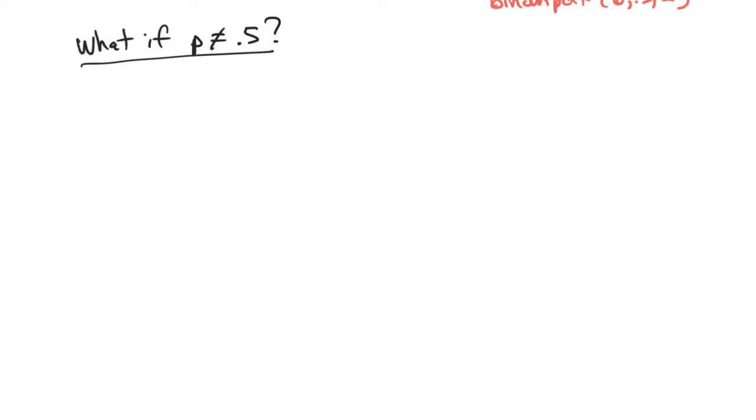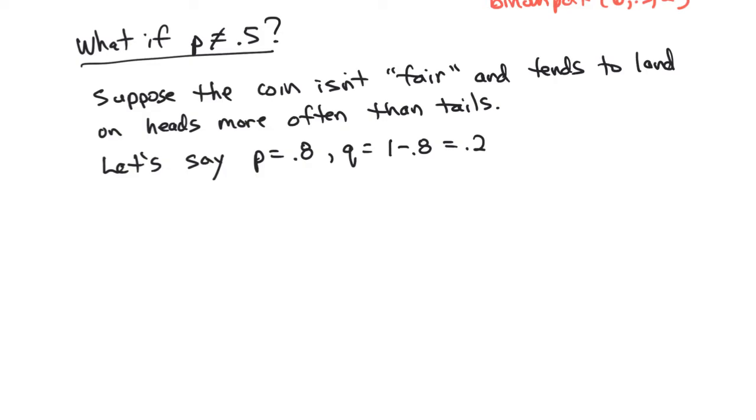So let's suppose the coin isn't a fair coin. So we've got this situation where we've got a coin that's not a fair coin. There's something that's not right about this coin. This coin tends to land on heads more often than tails. So let's say it lands on heads 80% of the time. So if P is 0.8, Q is going to be 0.2, right?